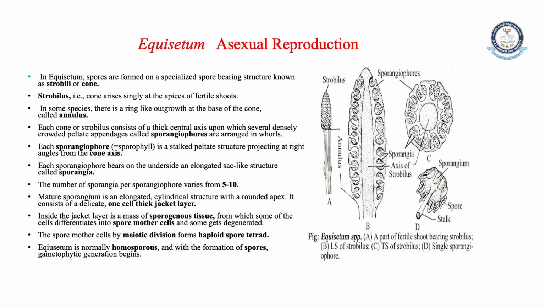This is the Equisetum asexual reproduction by spores. The spores are formed in a specialized structure called the sporangium. It is in the strobilus or cone, which contains the main axis and sporangiophores. Each sporangiophore contains 5 to 10 sporangia. The sporangium has an apical layer, and inside it the sporogenous tissue is present.